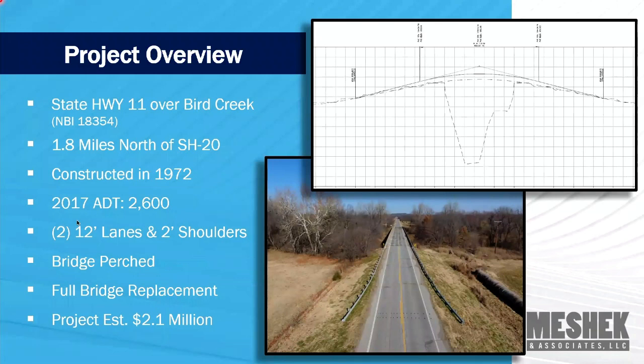Here's a quick project overview. As I mentioned, the project site itself is roughly 2 miles north of State Highway 20. There's a few bits of information there on the left I'll let you read through. Most importantly, this bridge is a perched bridge. The surrounding area is rather flat, and the approaches and embankments that lead up to the bridge are built up, and the bridge superstructure itself is built up in order to sit above any of the floodwaters to prevent pressurization and damage.